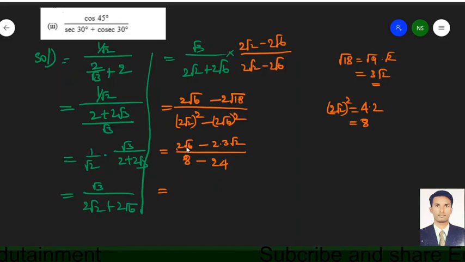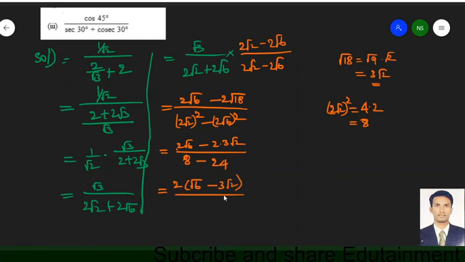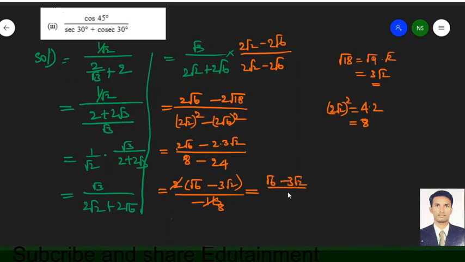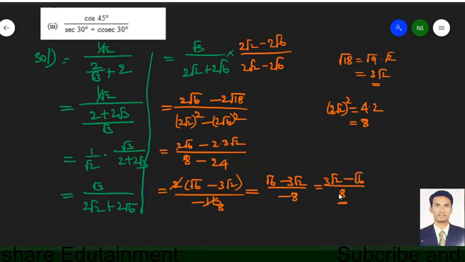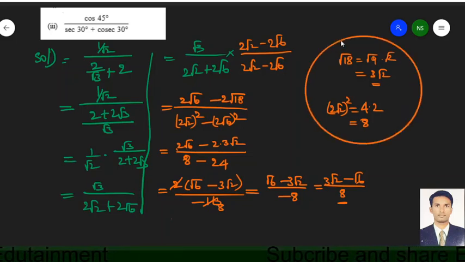So from these two terms you can take 2 common: root 6 minus 3 root 2 divided by minus 16, 2 ones are 2, 2 eights are 16. So we will get root 6 minus 3 root 2 divided by minus 8. Send the minus to the numerator, then we will get 3 root 2 minus root 6 divided by 8. Okay, like this we will find out. If you want you can write this, or else it is like rough work. Let's move to the next question.